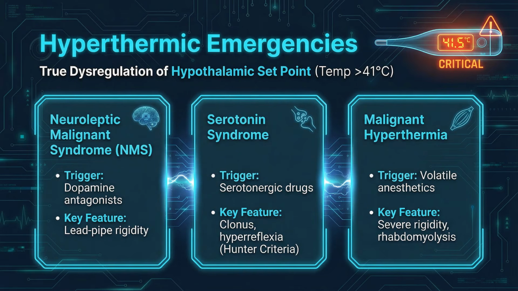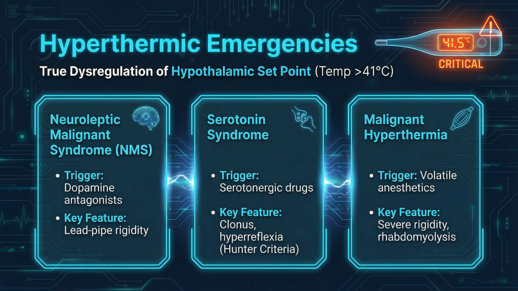Hyperthermic emergencies represent true dysregulation of the hypothalamic set point, with temperatures often exceeding 41 degrees Celsius. While infections can rarely cause temperatures this high, such as in severe central nervous system infections, you must immediately consider 3 key syndromes. Neuroleptic malignant syndrome is triggered by dopamine antagonists or rapid withdrawal of Parkinson's medications, presenting with lead pipe rigidity. Serotonin syndrome is triggered by serotonergic drugs and presents with clonus and hyperreflexia.